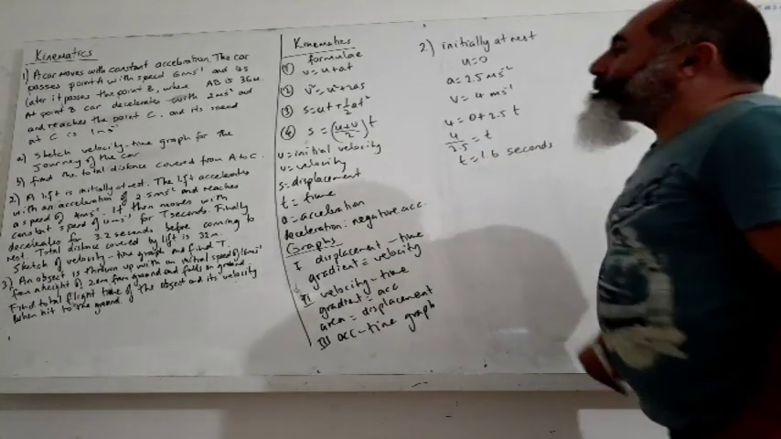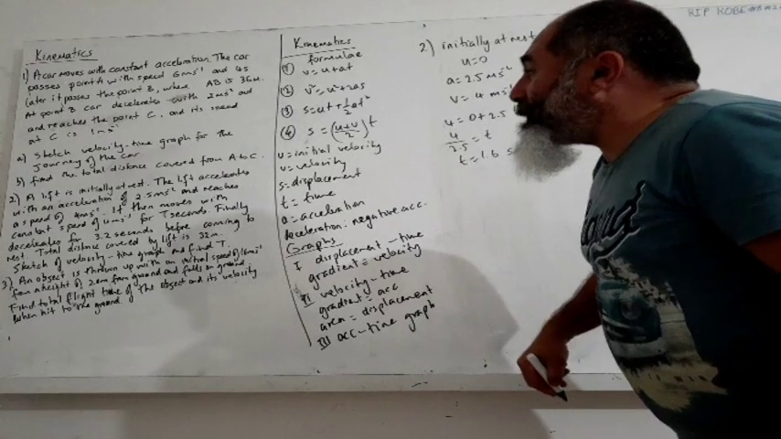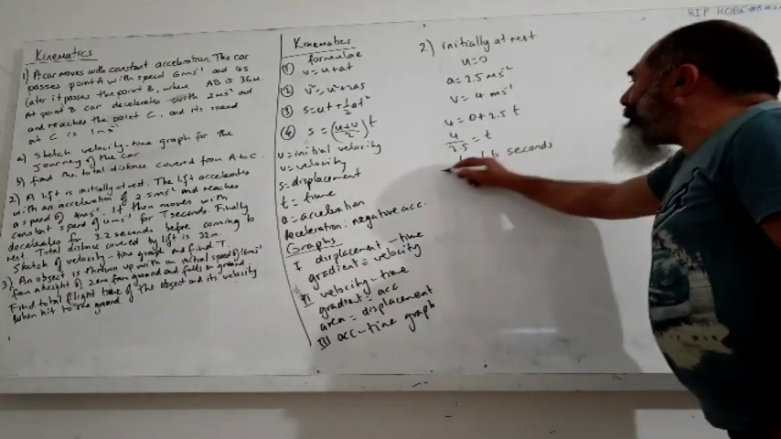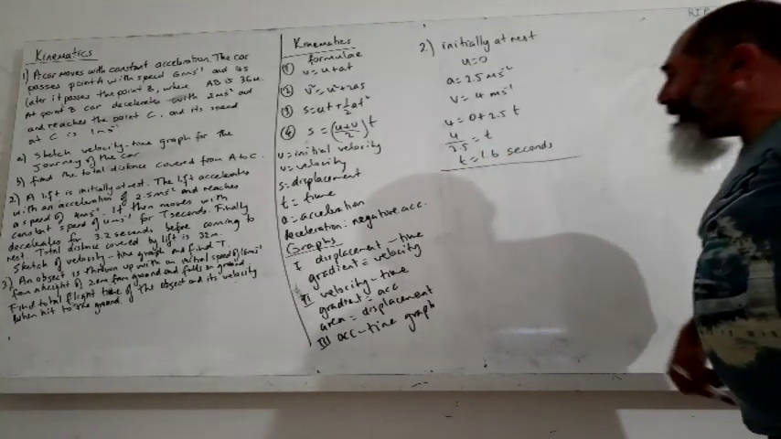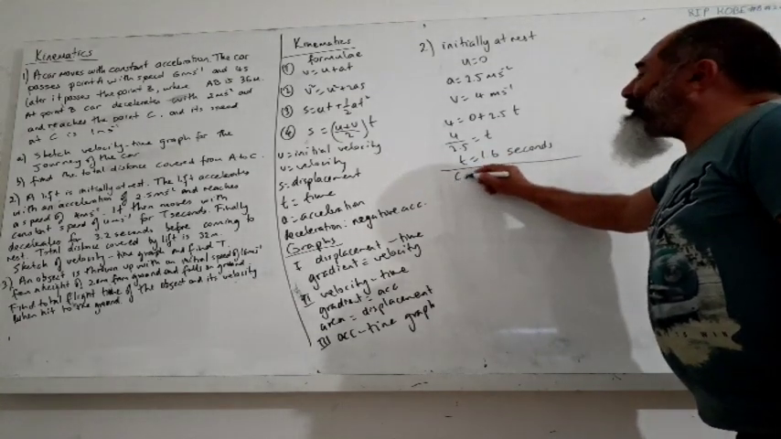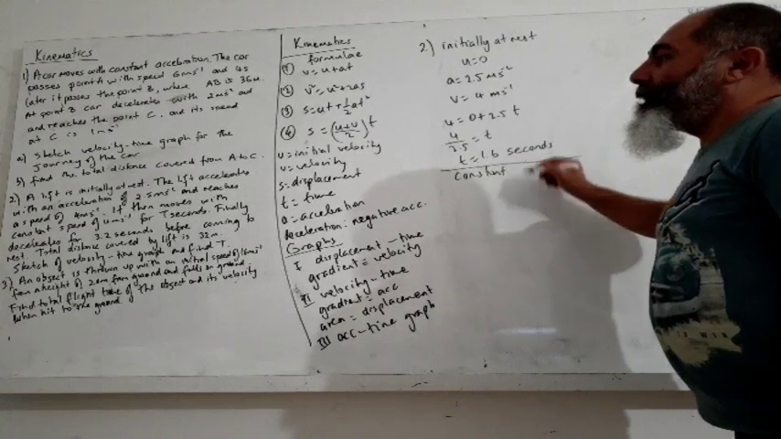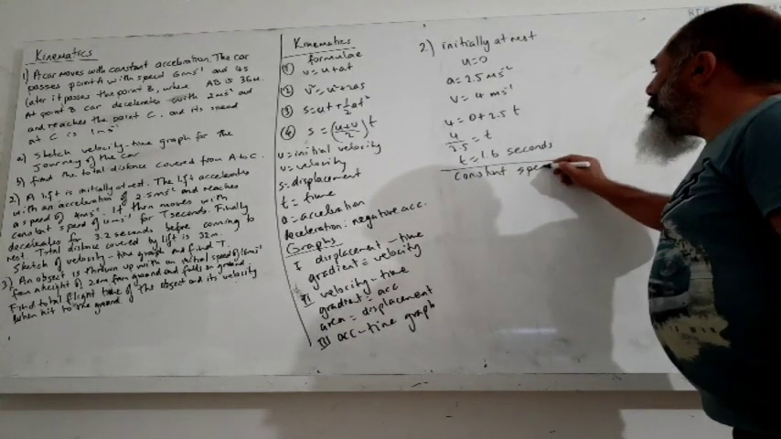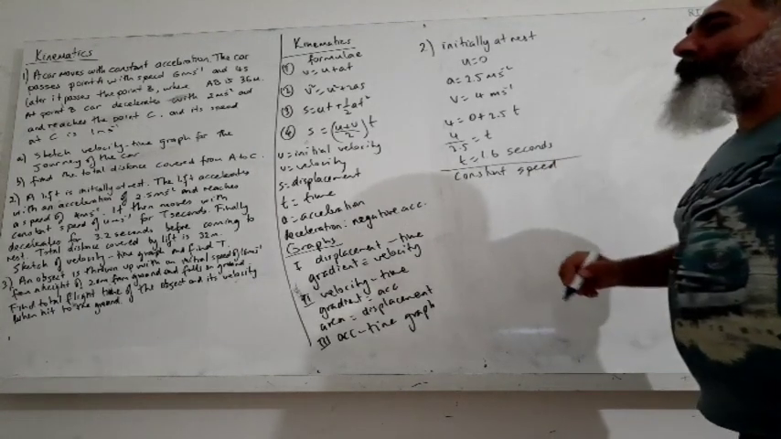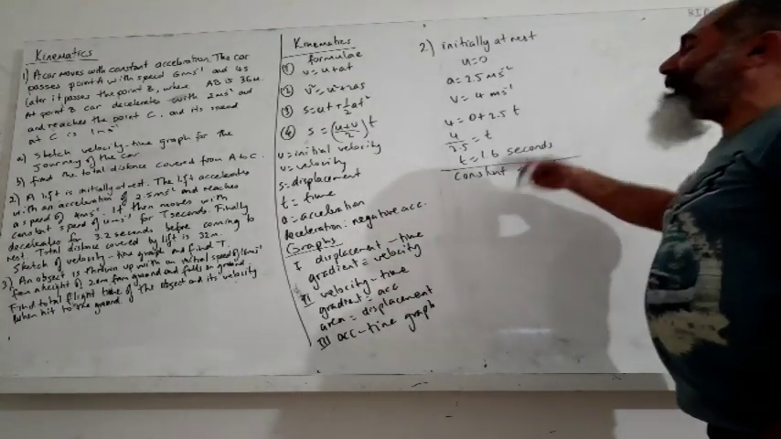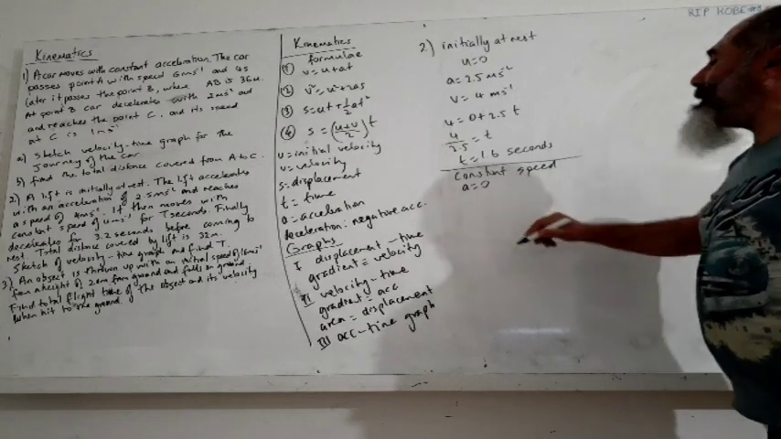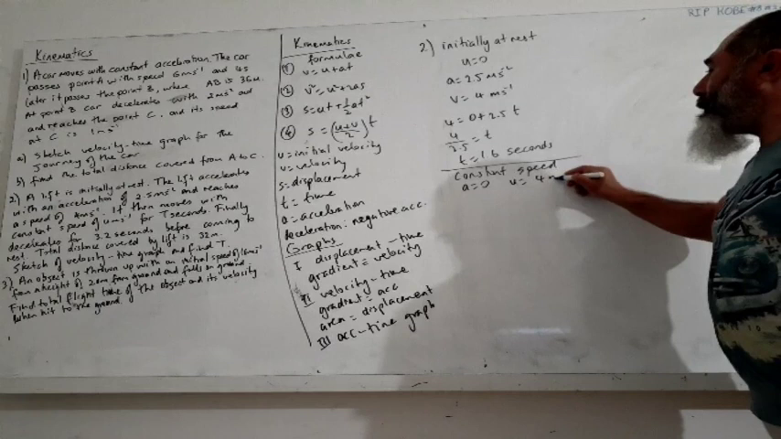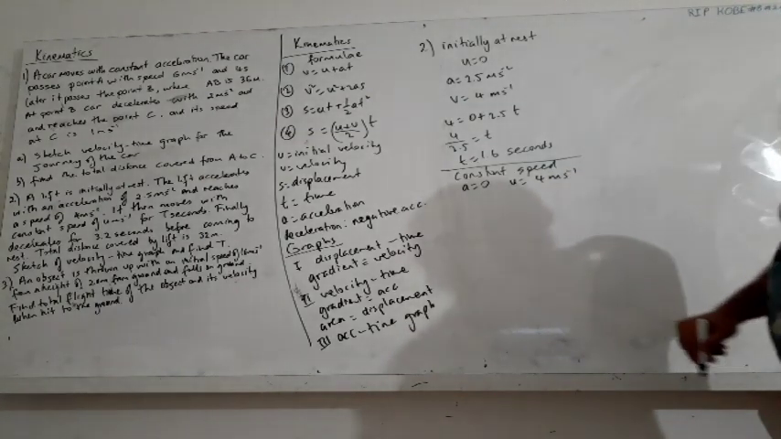It then moves with constant speed. For now, the motion is going to change. Constant speed means for the second part of the journey, for the second part of the motion, acceleration is 0 and u is 4 meters per second. And the time is t here.